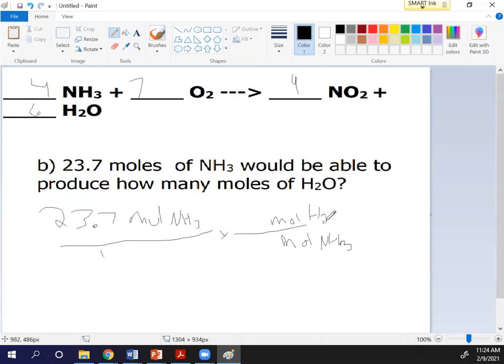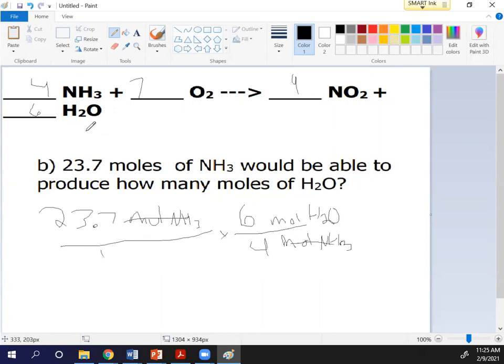Now, where do I get the number? Darian says 23.7 should go in front of NH3. That's incorrect. Where do I get that number that goes in front of these compounds? The coefficients in the balanced chemical equation. So I know I have 6 moles here and 4 moles of NH3. Moles cancel, so it'd be 23.7 times 6 from the balanced chemical equation.